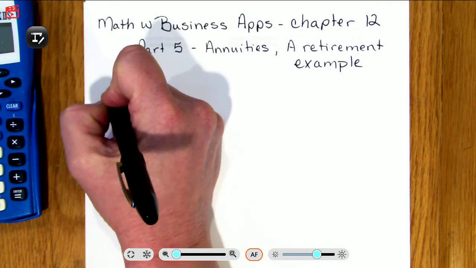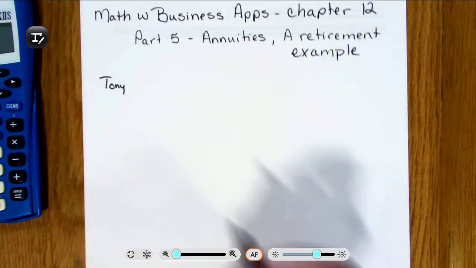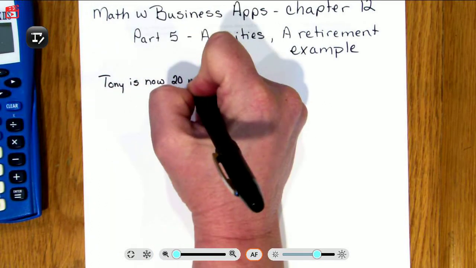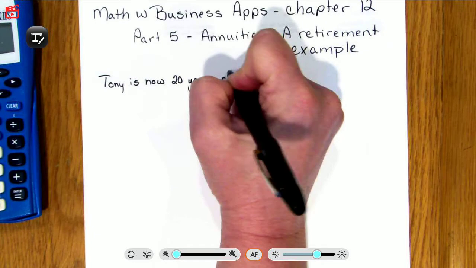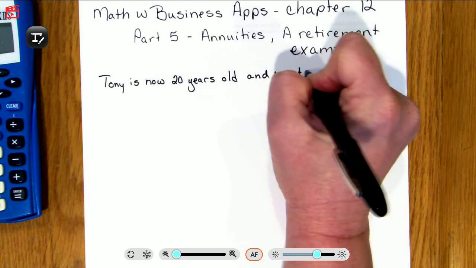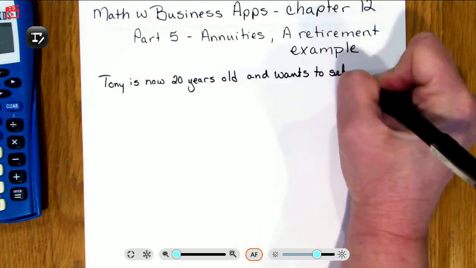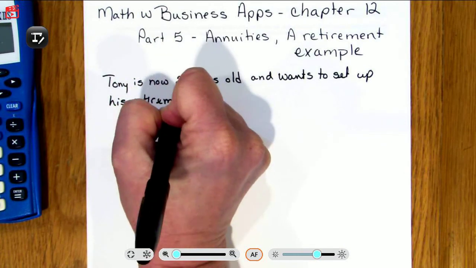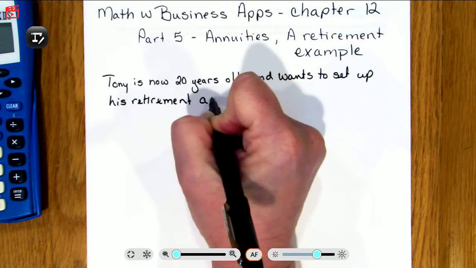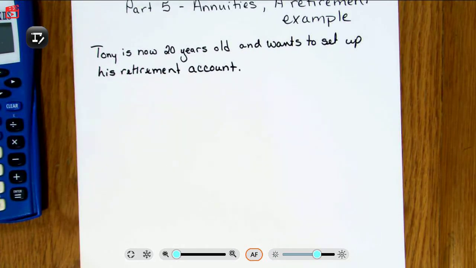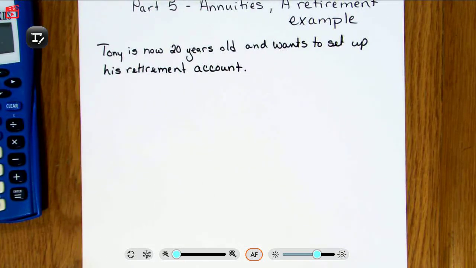So we're going to have Tony, who is setting up his retirement account. He is now, say, 20 years old, and he's kind of ahead of the ball game. He wants to set up his retirement account, and we're going to go through all the pieces. And again, we are simplifying the situation. I'm not going to take interest or inflation into account right now. We're just going to get the idea behind this problem.